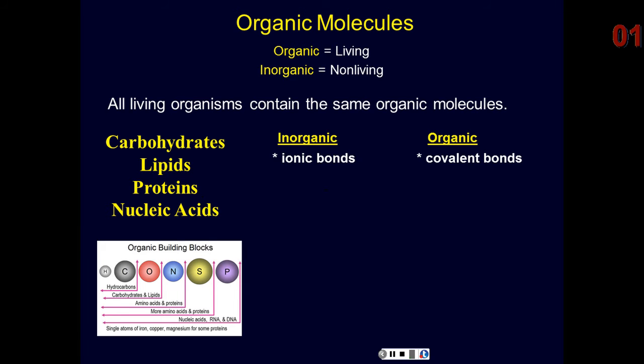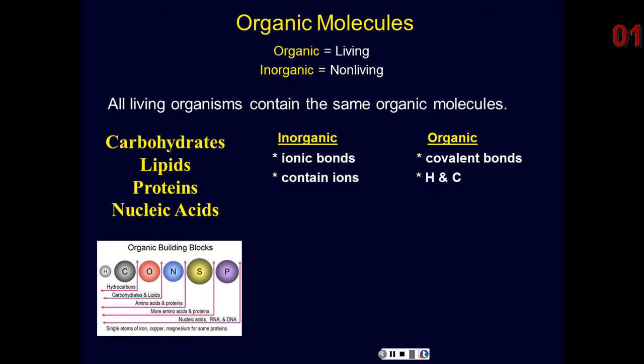Organic molecules contain covalent bonds. These are the bonds that we talked about in Chapter 2, where atoms actually share electrons. Inorganic molecules contain primarily ionic bonds, and we learned in Chapter 2 that this is when atoms donate electrons to another atom, creating an atom with a charge, and we call those ions. Inorganic molecules contain ions. Organic molecules always contain carbon and hydrogen.